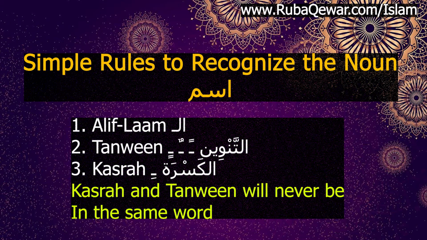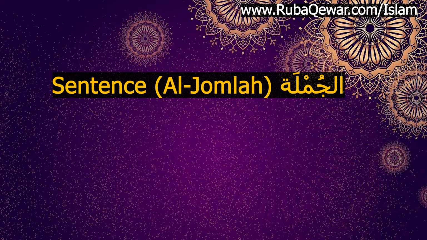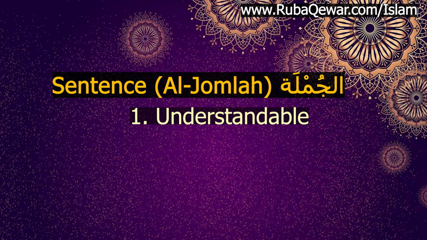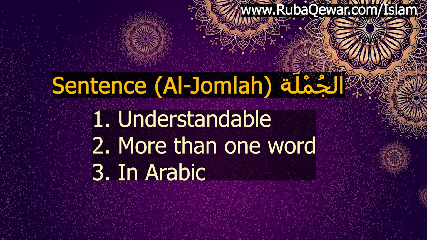Now we're gonna go to the next level, which is al-jumla. Al-jumla, صحيح. Sentence. What is a sentence? It's when we put more than one word together to make a sentence that is understandable. Otherwise, it will not be named kalam. Because one of the conditions of kalam, which means speech or language in Arabic, is that it has to be understandable. It has to have more than one word, and it has to be in Arabic. Otherwise, it will not be kalam.